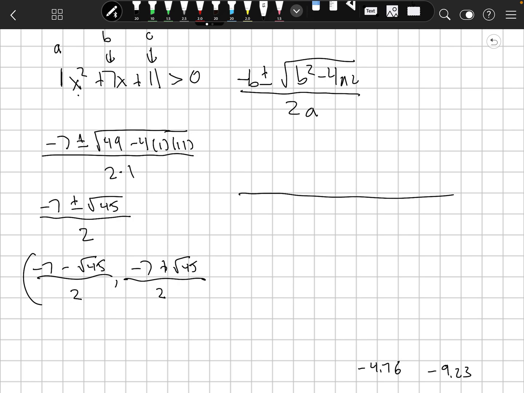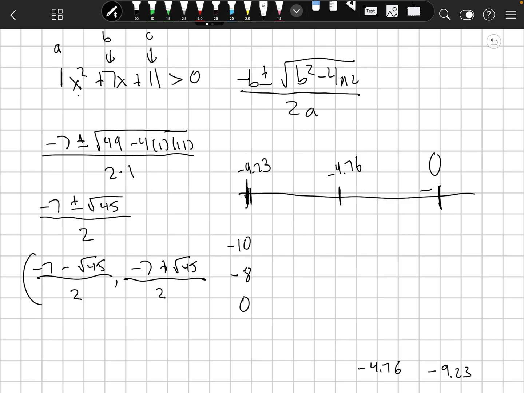So I'm going to make that little line again. Here's 0, here's negative 2, 3, 4, about negative 4.76, 5, 6, 7, 8, 9. Here's about negative 9.23. There we go. Okay, so I'm going to plug in negative 10. That seems like it'd be an easy one to plug in. And I'm also going to plug in, let's go negative 8.